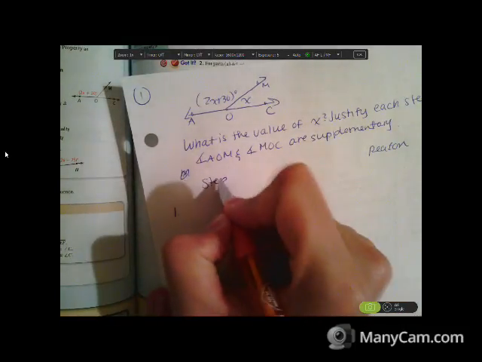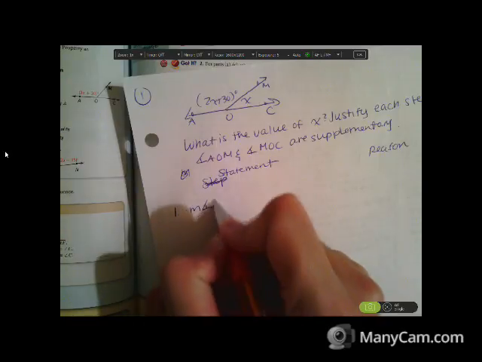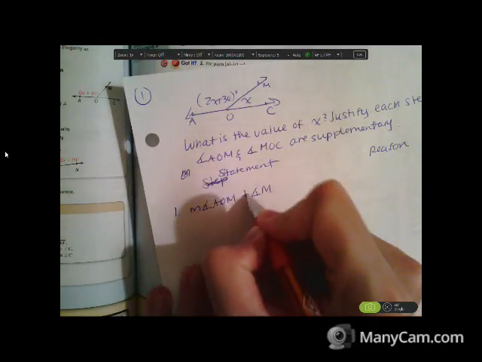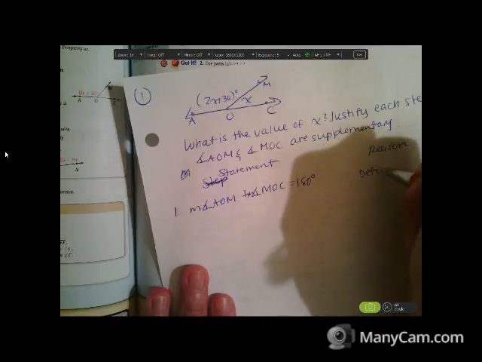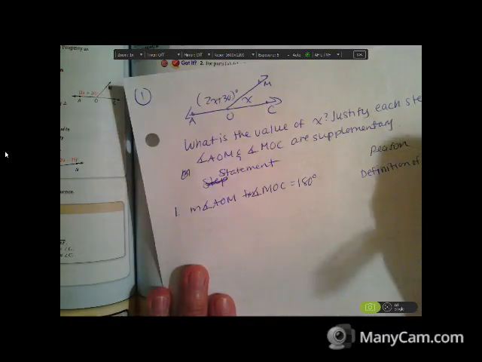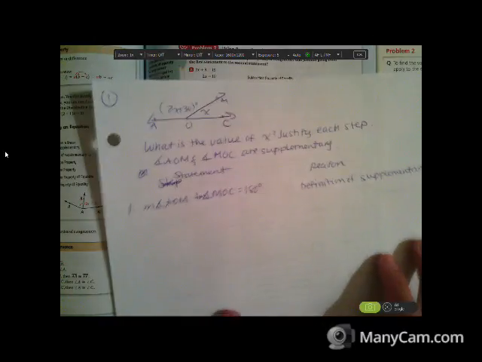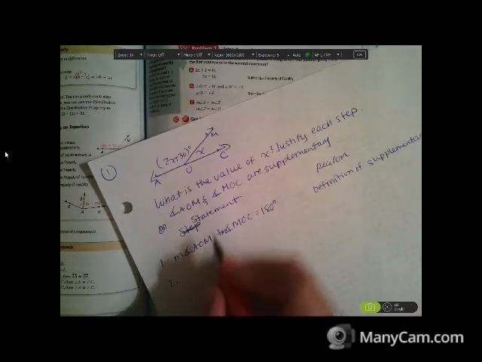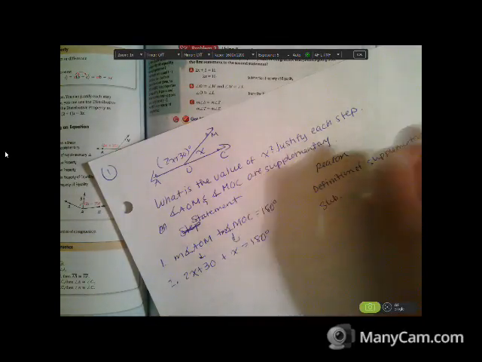Alright, so if they're supplemental, this should be a statement. If they're supplemental, that means that the measure of angle AOM plus the measure of angle MOC equals 180 degrees. And that is because of the definition of supplementary angles. So, step 2. Now, we know that the angle measure of AOM is 2x plus 30, and the measure of MOC is x. The sum equals 180. And this is by substitution.